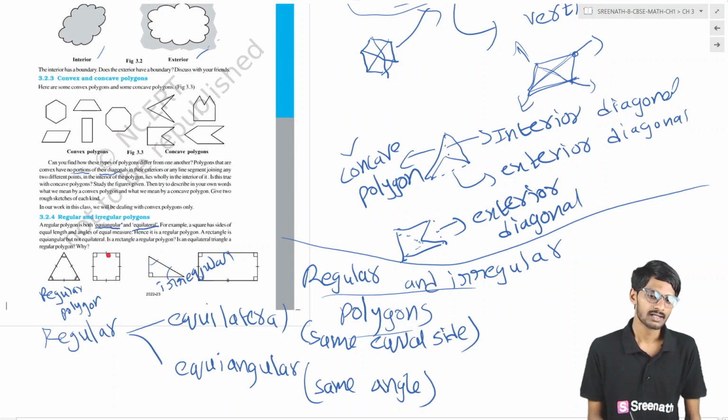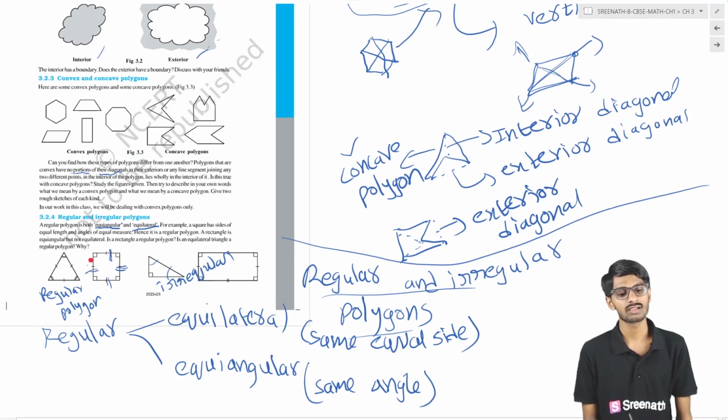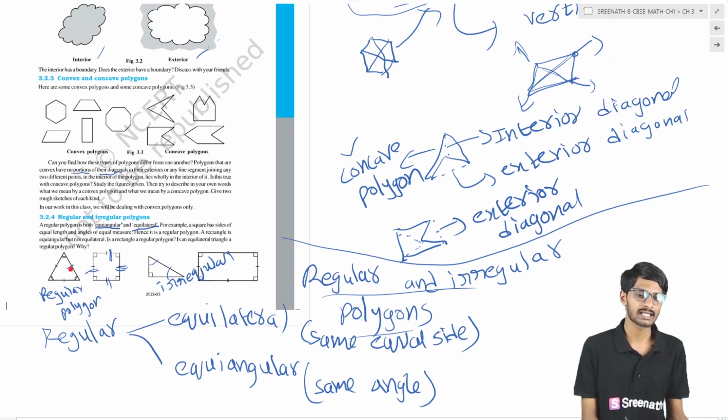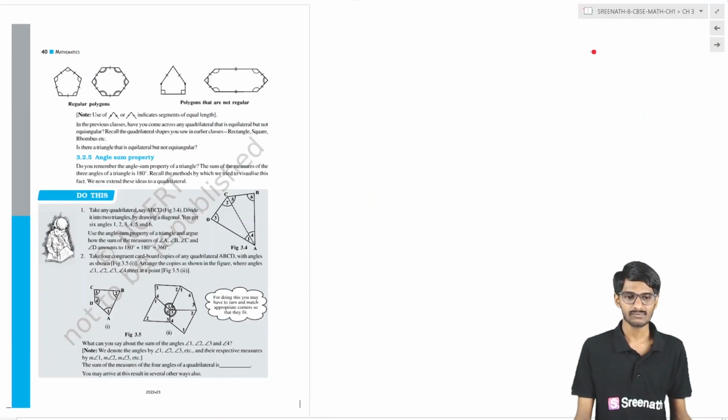Have you seen the dashes on the sides? What do they mean? Whenever there are the same markings, this side is equal to this side is equal to this side. Whenever there are markings like that, we show that all the sides having those markings are equal in length. So these are the regular polygons. Regular polygons are equilateral and equiangular, with the same angles and equal side lengths.